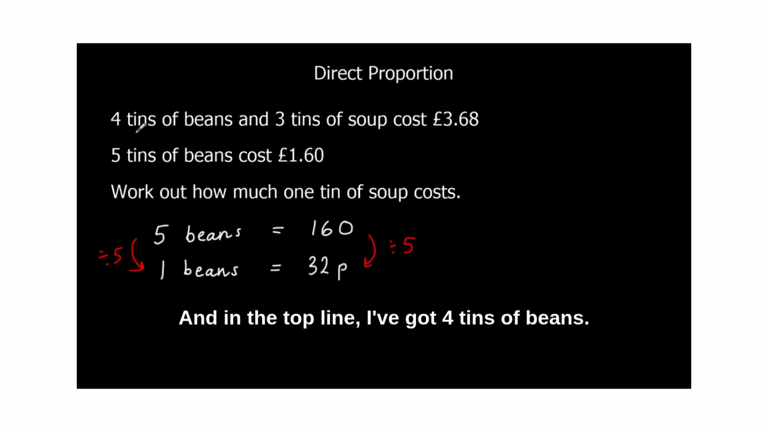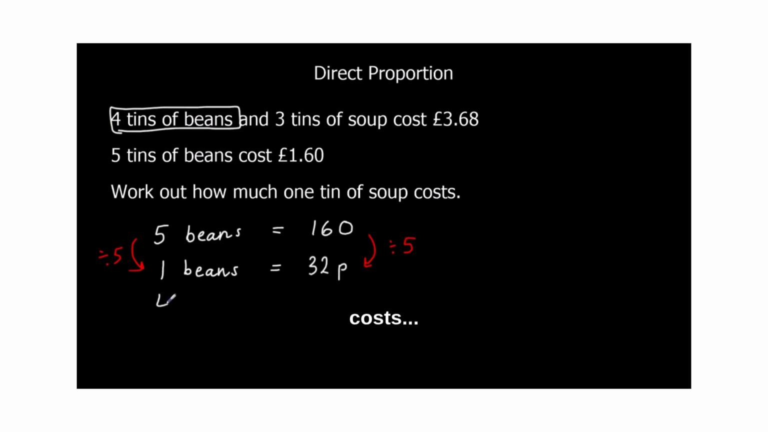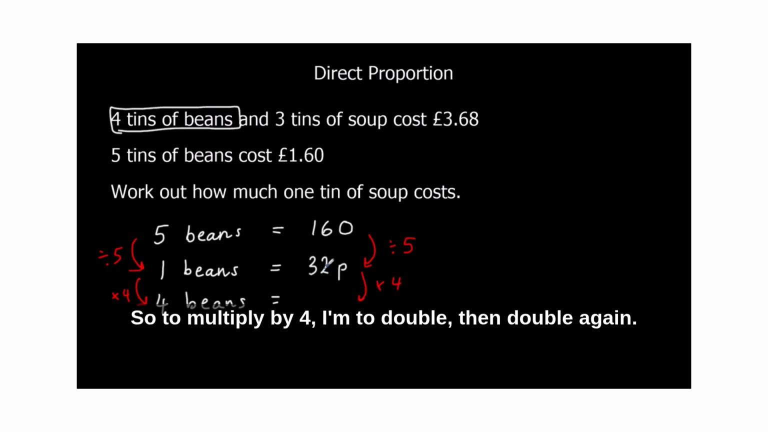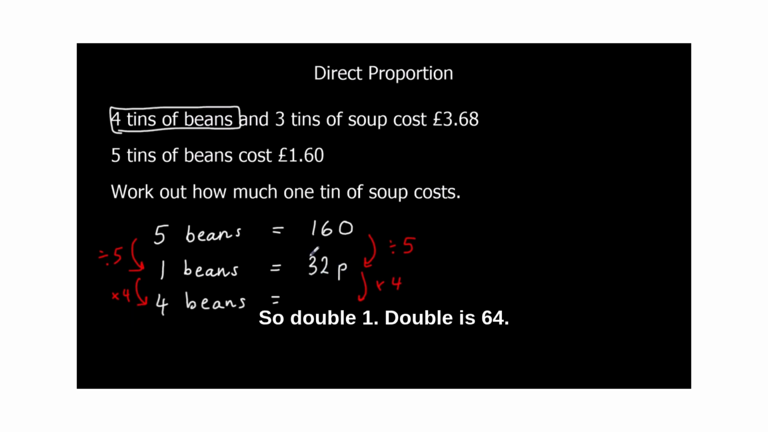And in the top line, I've got 4 tins of beans. So if I work out how much 4 tins of beans costs, I can do 5 tins of beans take away 1 tin of beans, or 1 tin of beans multiplied by 4, either one of those. So to multiply by 4, I'm going to double, then double again. So double 32 is 64. Double 64 is 128p.